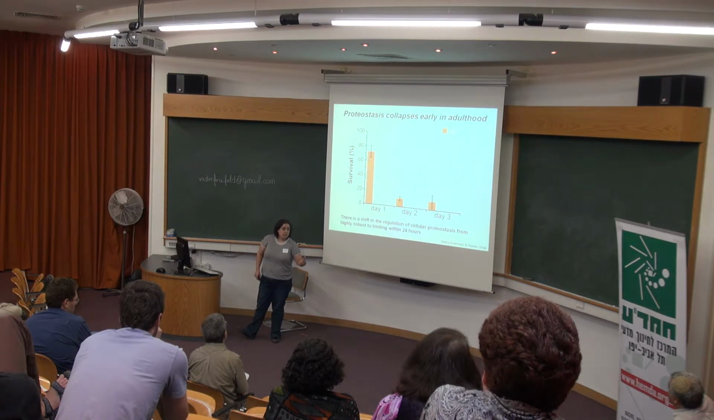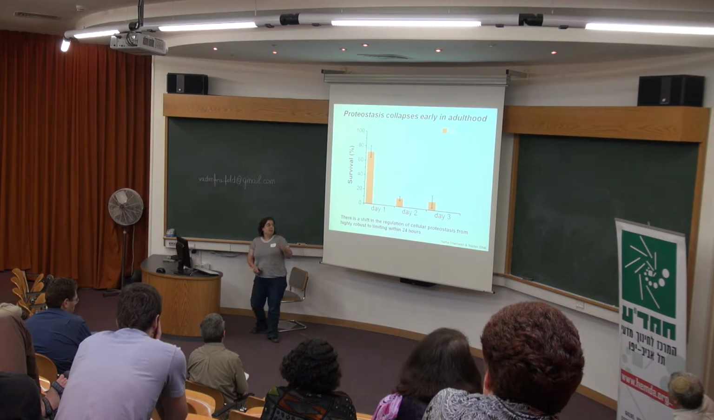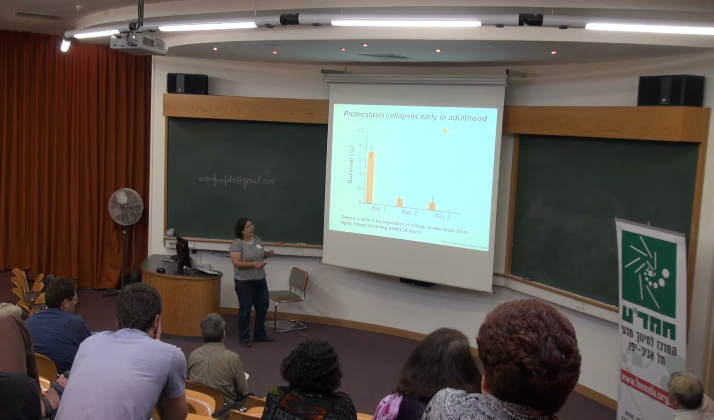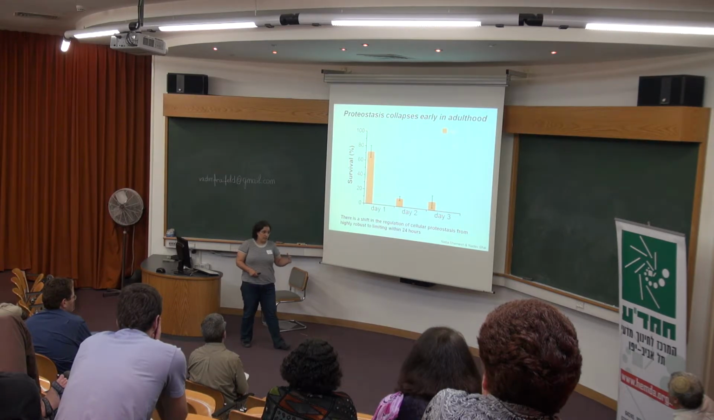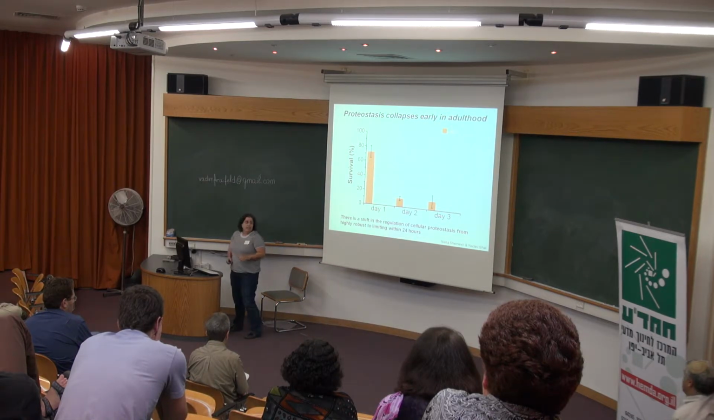And then we do the same experiment 24 hours later. And to our surprise, already at day 2 of adulthood, and those, mind you, are fertile, vigorous adults, they don't survive the same stress. Those are not aged animals. Those are age-matched animals. 24 hours later, don't survive the same stress.